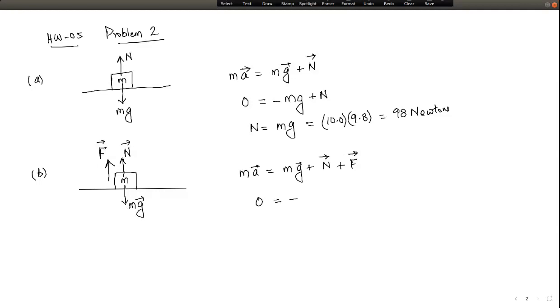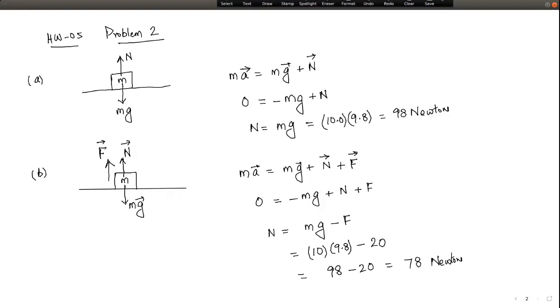So then our equation becomes minus mg plus N. The force being pulled upward, so that's plus the force F. So the normal force is equal to mg minus force F, which gives us 98 minus 20 newtons. So that's equal to 78 newtons.